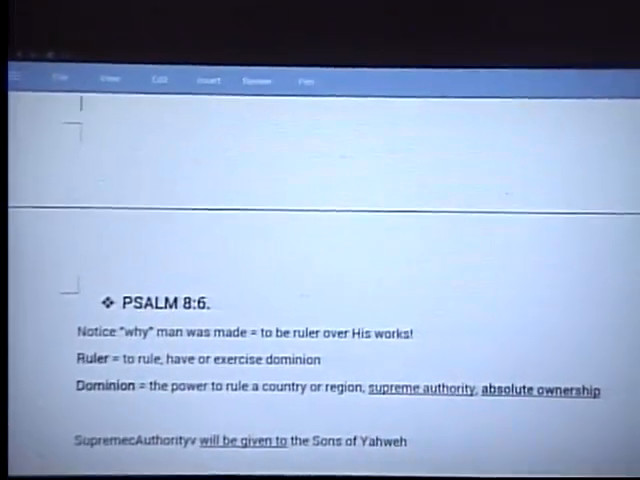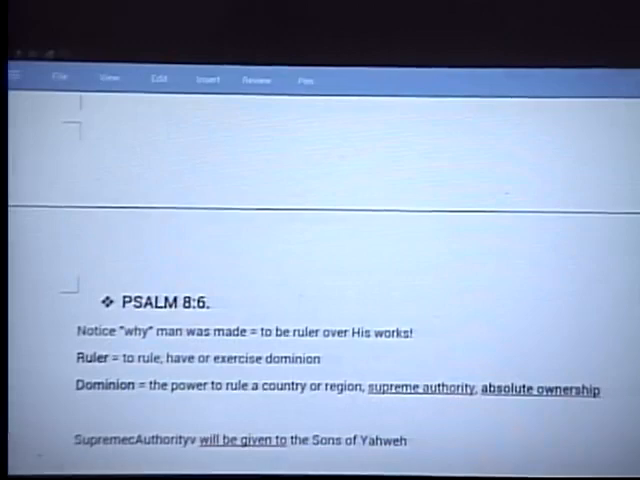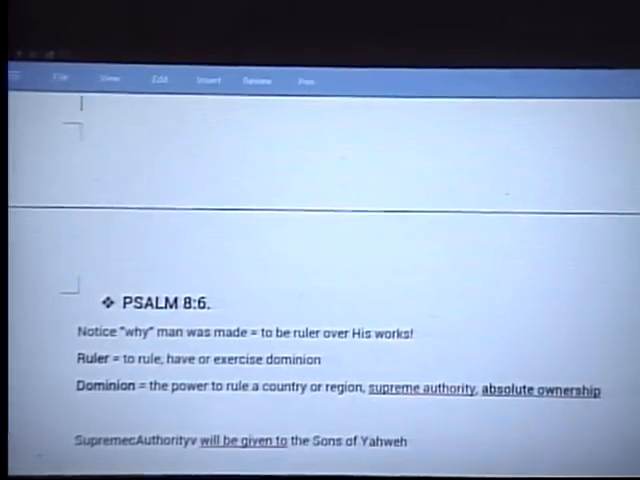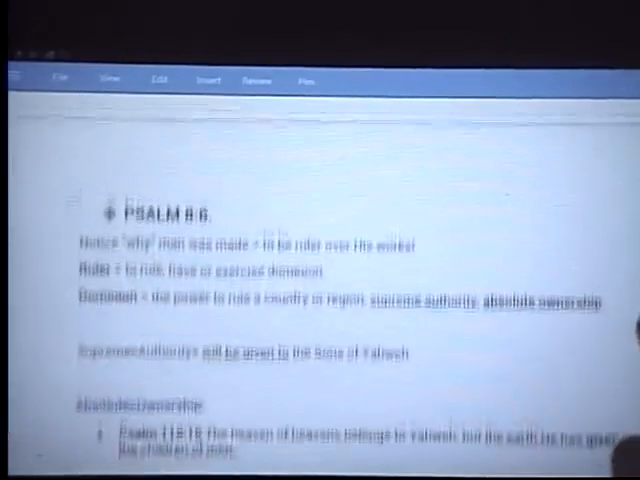Ruler means to have exercise or dominion. In fact, that's the way the King James says it. It uses the word dominion. Dominion means the power to rule a country or a region. It also means supreme authority and absolute ownership. What do you learn in the Peaceful Solution? That everyone owns things, right? Supreme authority is going to be given to the sons of Yahweh, of course.